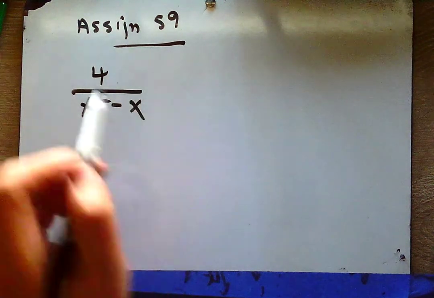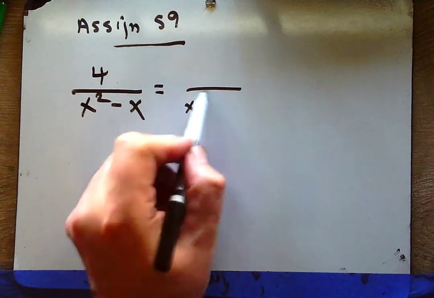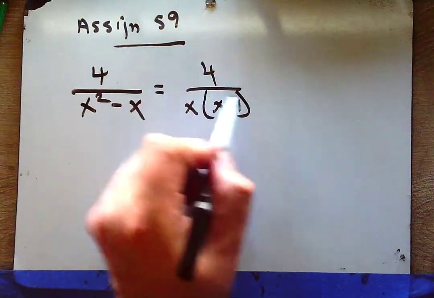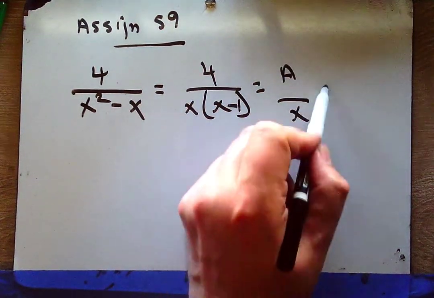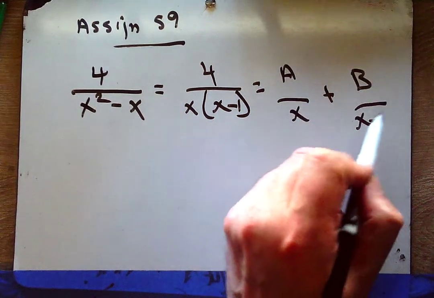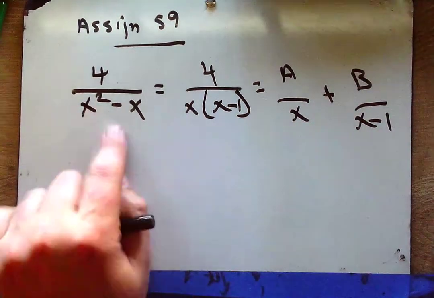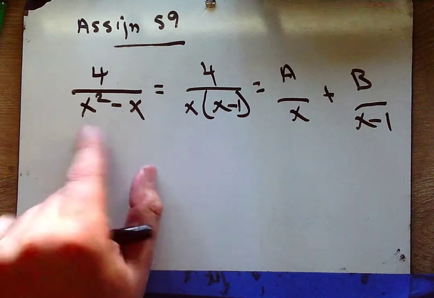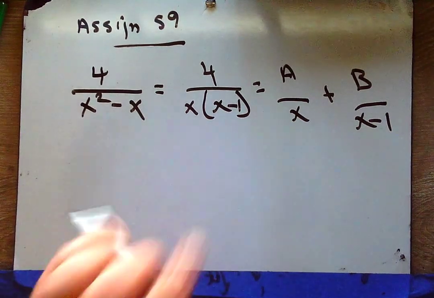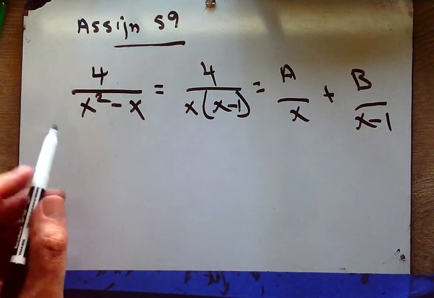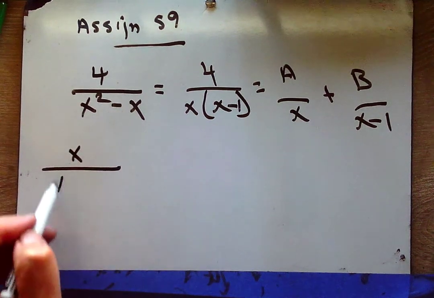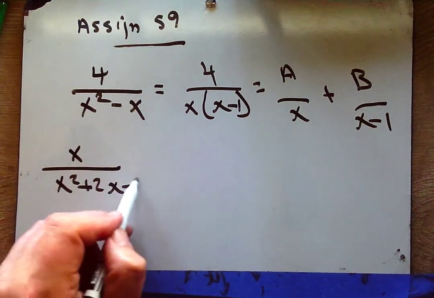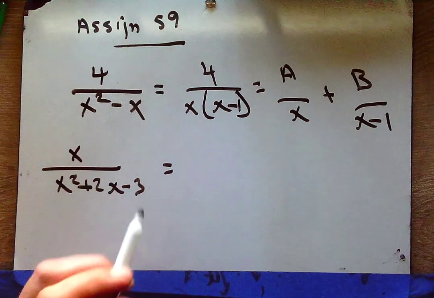Okay, so factoring tells me that this is A over x and B over x minus 1. This is not an irreducible quadratic. I can factor this, so I must. How about this one? x over x squared plus 2x minus 3. What's the setup going to be there?